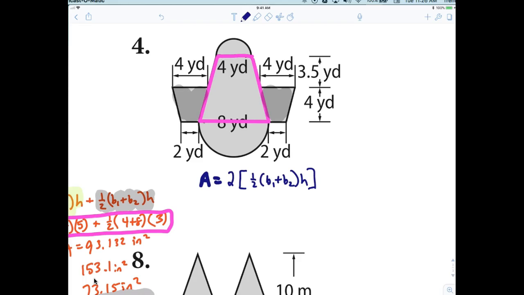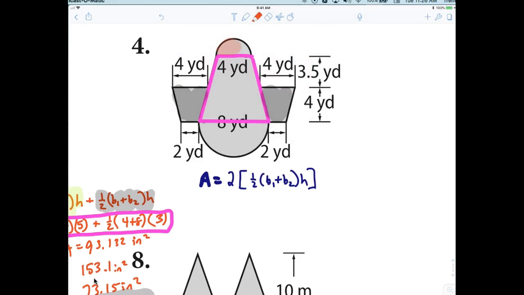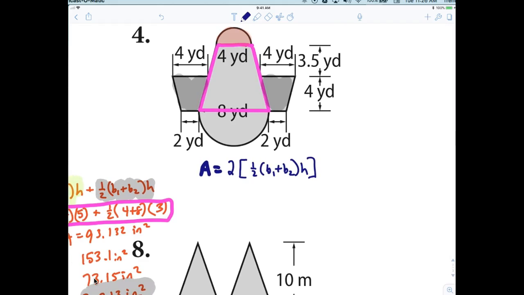Now, let's do this. At the top here, what is this called up here? Semicircle. Does everybody agree with that? Right? Everybody agree with semicircle, right? What's the formula for area of a semicircle? Yes, 1/2 pi r squared or pi r squared divided by 2. Does everybody agree? So we're going to put plus 1/2 pi r squared.